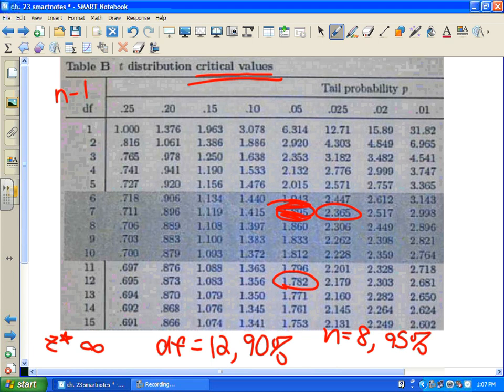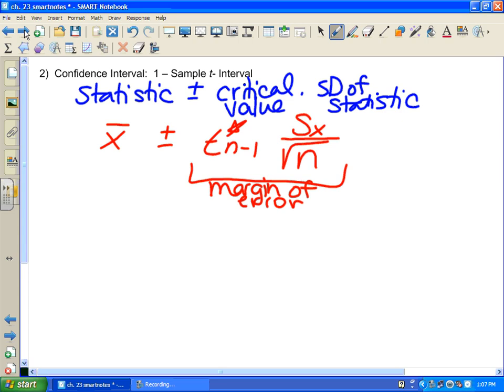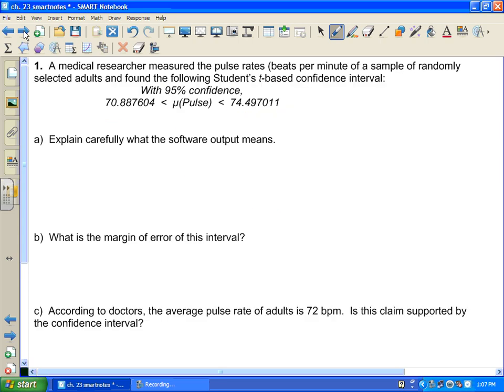Is there a way to do this? Yes, but it's complicated. It's not super complicated. This is easier, and you don't have to do it that often. Most of the time, you're going to use your calculator when you do a confidence interval.